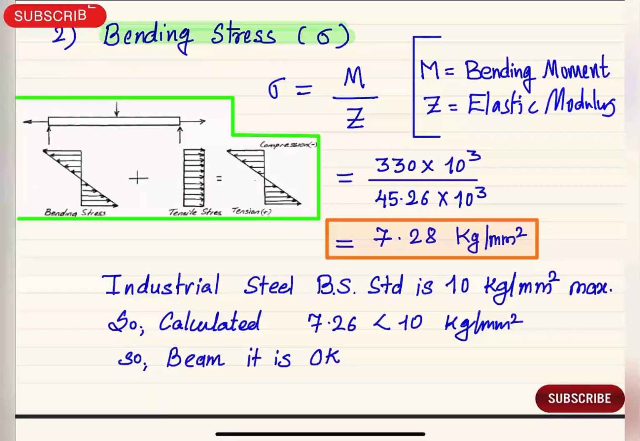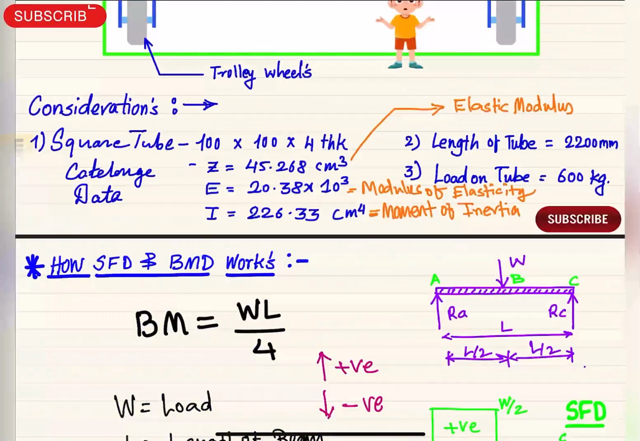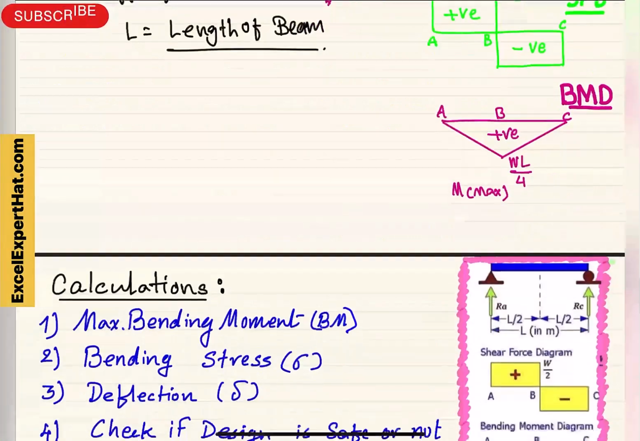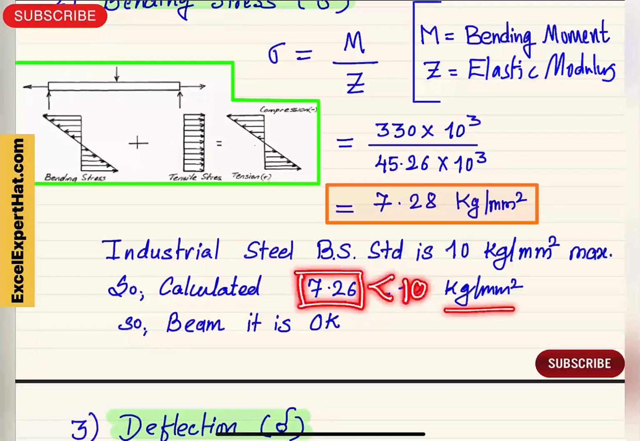Now we will see how the bending stress is found. The bending stress formula is M by Z. M is the bending moment and Z is the elastic modulus. We have already calculated the bending moment M as 330 into 10 raised to 3, and Z we can get from the beam catalog as 45.268 into 10 raised to 3. So this comes to 7.28 kg per mm square. As per the industrial steel BS standard, it has to be 10 kg per mm square maximum. So we have calculated 7.28, which is less than 10 kg per mm square. The bending stress in the beam is okay.